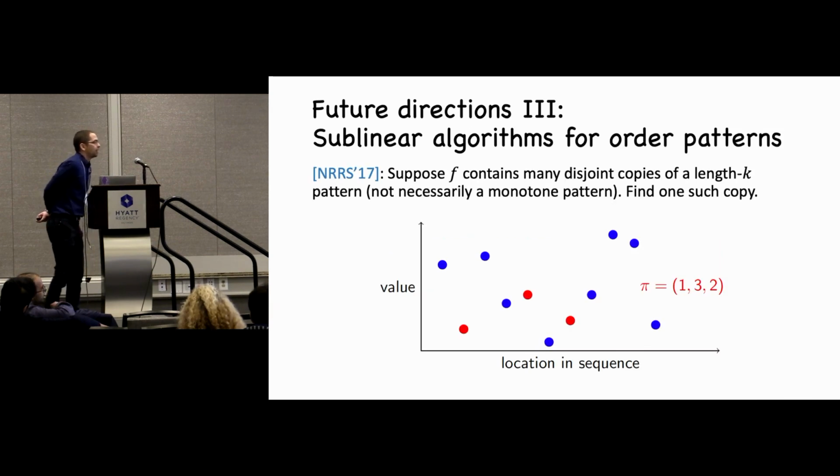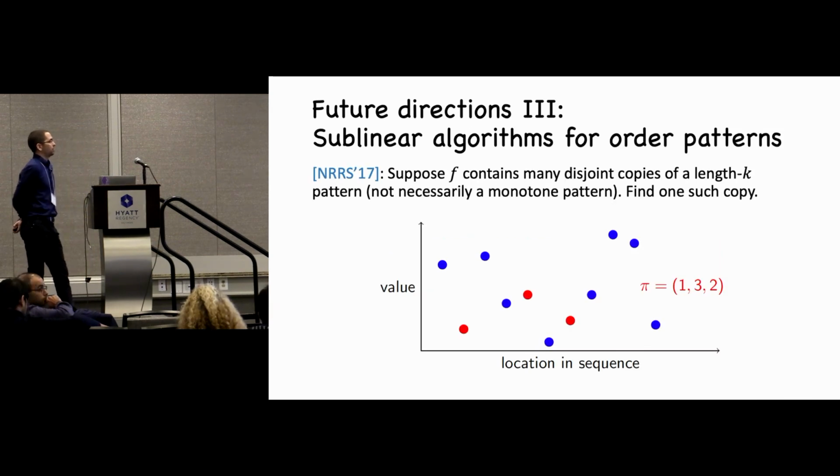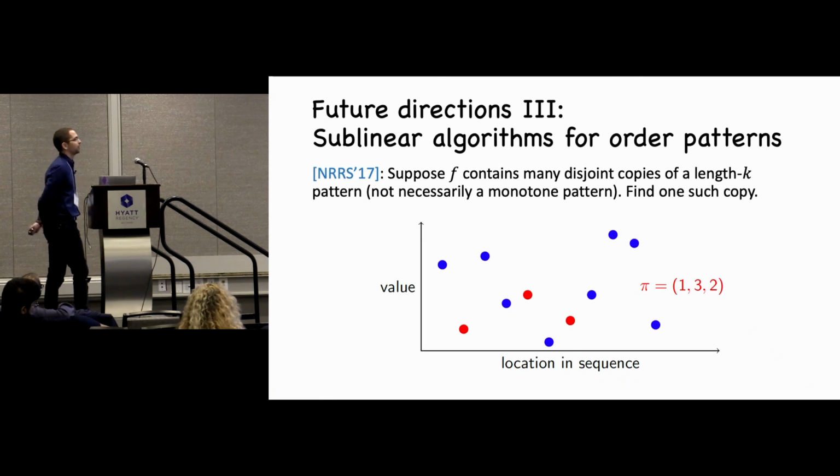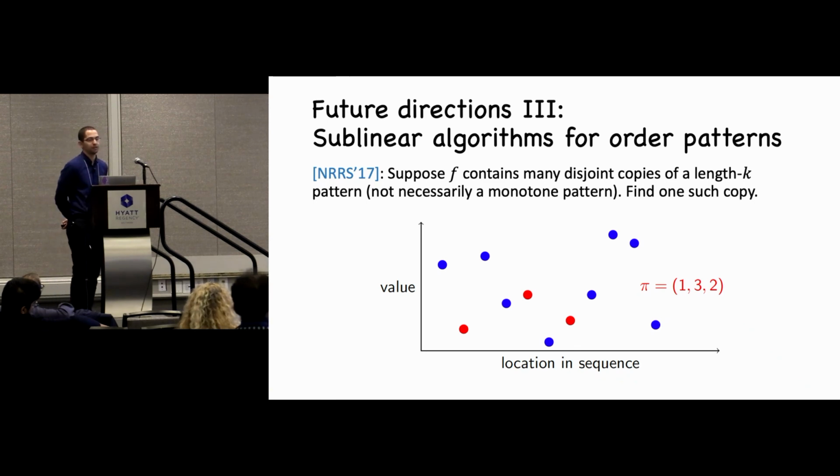And one last question, which is a generalization of this one, is testing for order patterns. Let's suppose we have many disjoint copies of order patterns of fixed length k. The goal is to find one of them. For example, the pattern 1, 3, 2 means that the first element should be the smallest, the second should be the largest, and the third should be in the middle in terms of value.